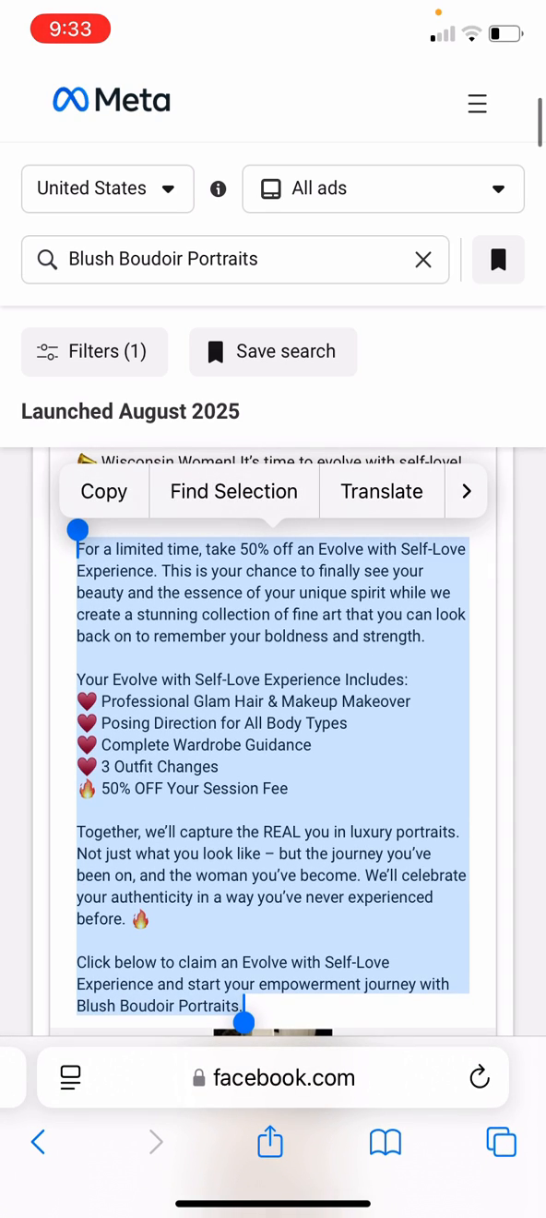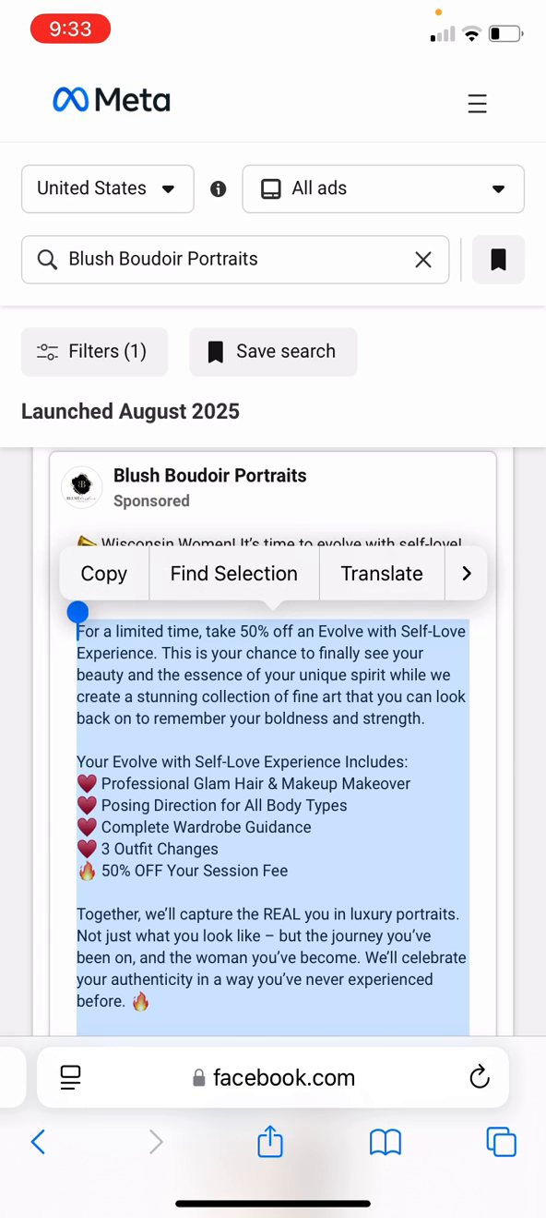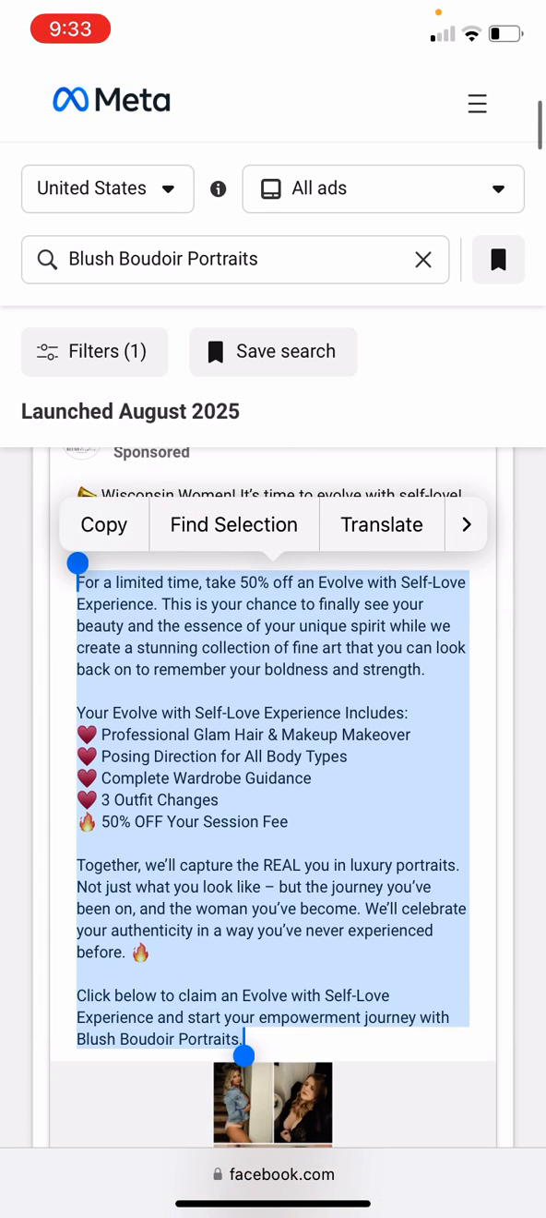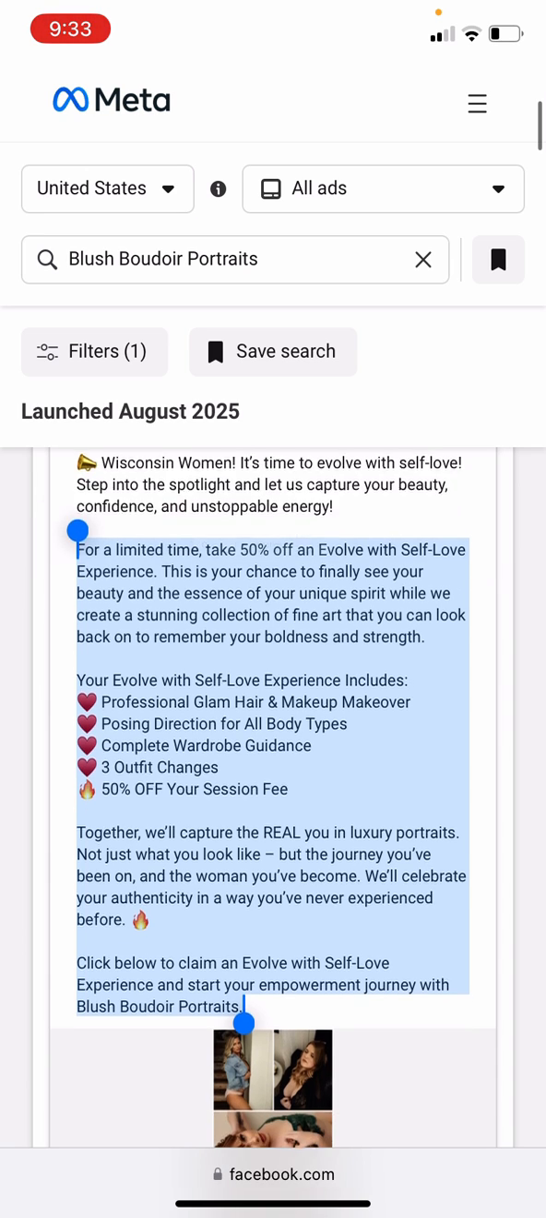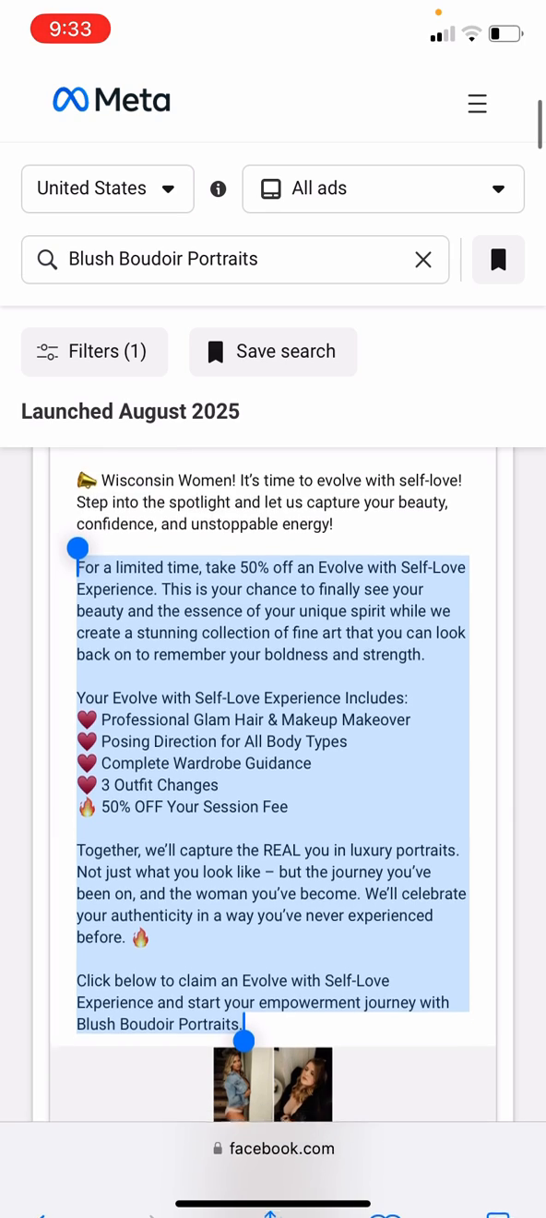Some would say, oh, I don't know how to pose. Oh, well, we got that right here in the see more headline. So click see more and read the rest of our ad copy. All right, kind of wardrobe guidance. Hey, that could be another roadblock or hesitation. 3 outfit changes, 50% off your session fee. Okay, the real you in luxury portraits. All right, click below, claim your evolve with self-love experience and start your empowerment journey with Blush. Okay, you got the full offer there.